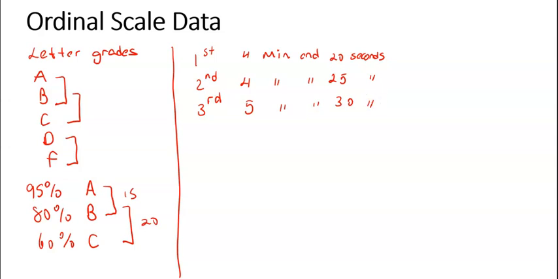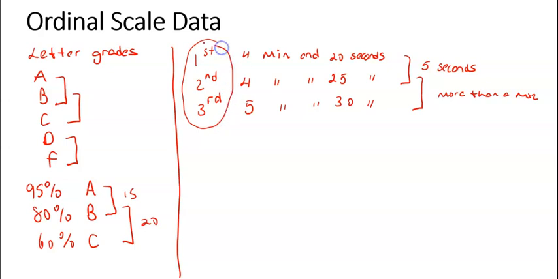The difference between first and second places is very little. If you look, it's just 5 seconds. But the difference between second and third places is more than a minute. So by using the ranking part of the data alone, differences cannot be measured unless you are given the finishing times.